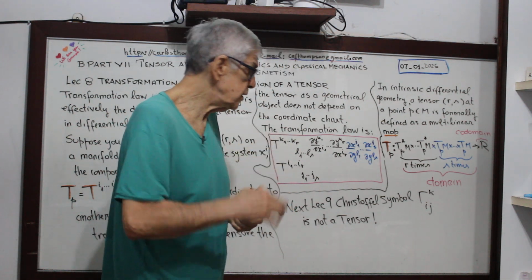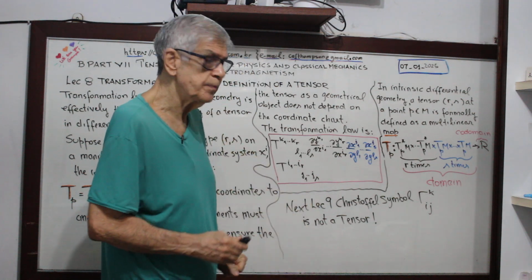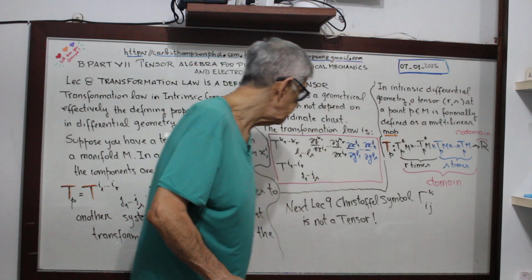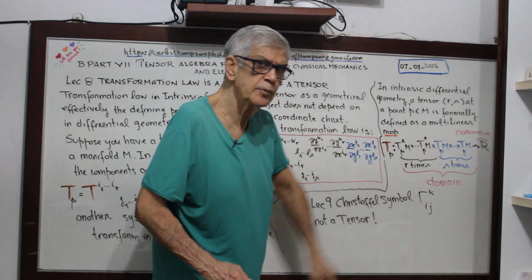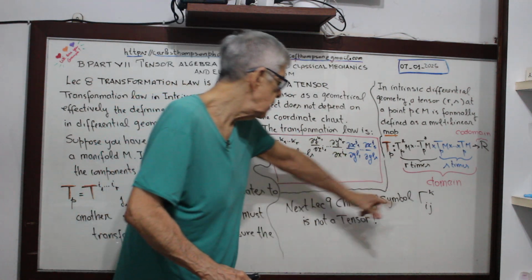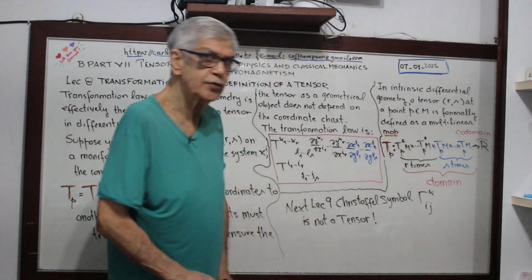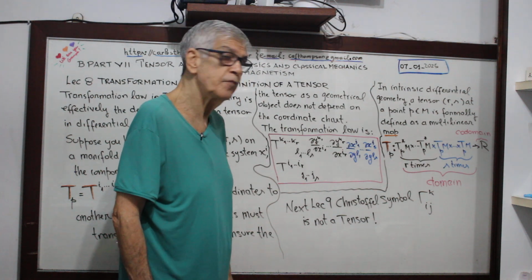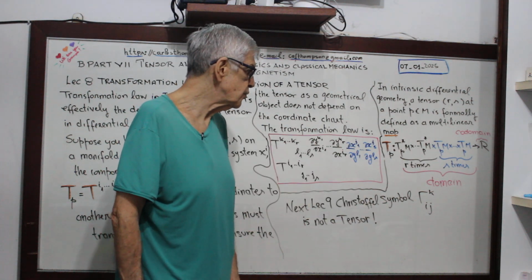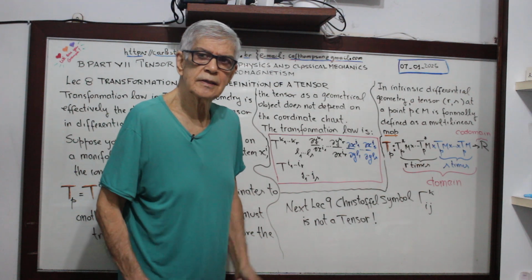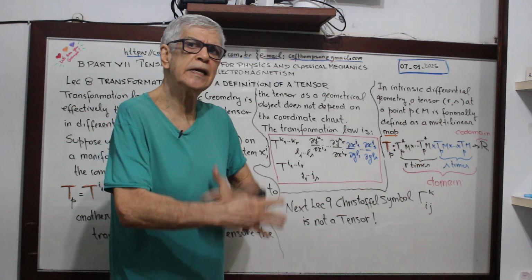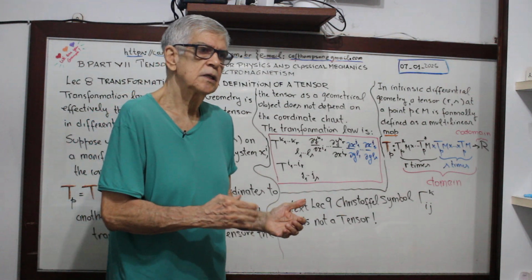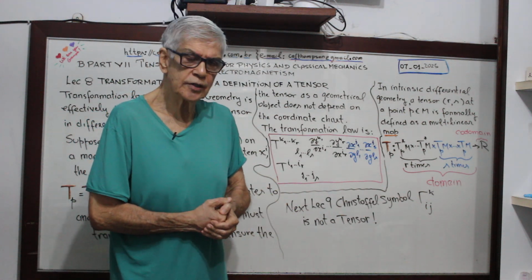Now you will see in the next lecture 9 that the Christoffel symbols Gamma^i_jk, the Christoffel symbols of the second kind, are not a tensor. I will show the derivation to show that this does not transform, does not obey the law of transformation, which means we can say that it is not a tensor.